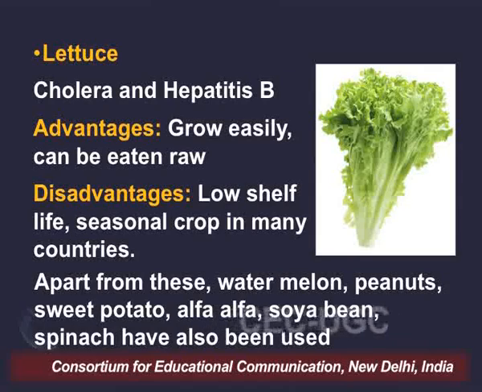Then lettuce is another example which has been used to develop cholera and hepatitis B vaccines, with major advantages that it can be grown easily and can be eaten in the raw form. No cooking is required. But the major disadvantage is it has a very low shelf life. You cannot store lettuce leaves for a longer duration, and it's a seasonal crop in many countries. You cannot grow lettuce in India in any season, because you can grow lettuce in India only during the winter season. Now apart from these, there are various other fruits and vegetables like watermelon, peanuts, sweet potato, alfalfa, soya bean and spinach that have been used to develop edible vaccines.